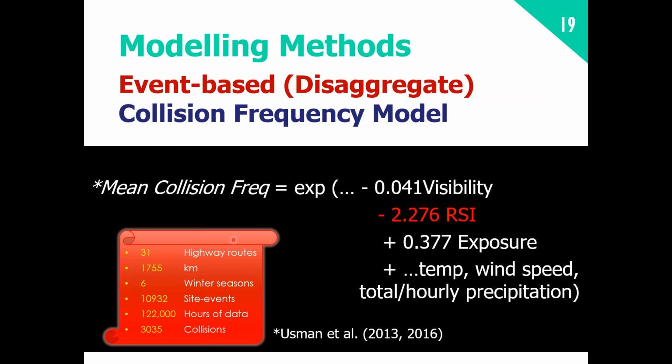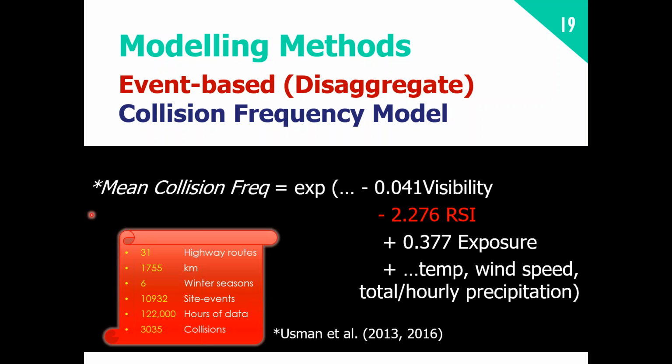And what they used was the hourly data from 31 patrol routes whose length in total is nearly 2,000 kilometers, over 6 winter seasons, and there are more than 10,000 events. In this case, we consider an event to be one that is associated with snowstorm conditions. And there has to be some kind of precipitation, obviously.